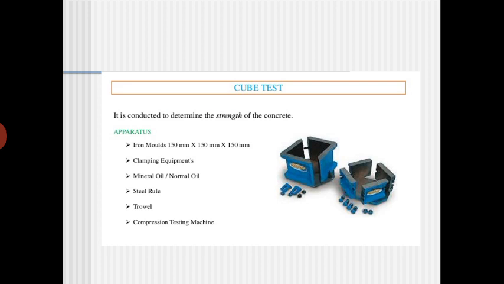Of course, standard dimensions you will use for the cube test. The iron molds, normally we will use molds of different sizes. That is 150 mm by 150 mm by 150 mm, of course a cubical shape of equal dimensions L, B, H. Then of course clamping equipment you'll use. Then mineral oil, normal oil, you use whenever you are pouring concrete, so that it should not stick to the mold. Then for mixing you'll use some steel rods. Then a trowel, from which you will take the concrete and place it onto the molds. Then of course a compression testing machine or UTM, universal testing machine. In that you can do compression, tensile, all you can do.